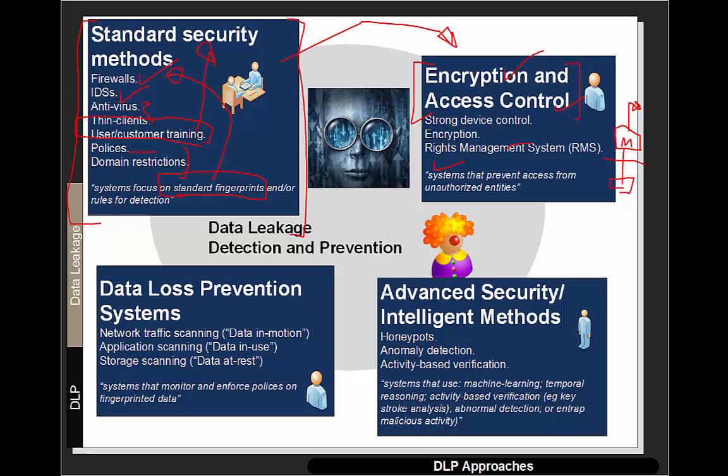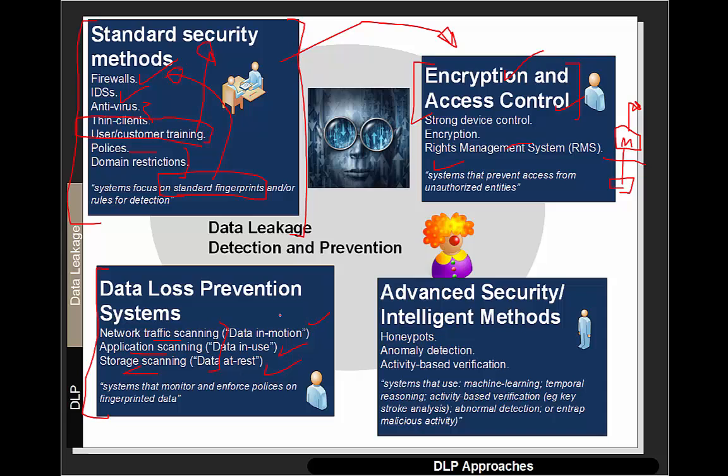And then the data loss prevention systems themselves will generally look at data in motion, that's network traffic. They'll look at data in use, that's application scanning, and then data at rest, and that's scanning the data storage entities. So with these three, we can really build up a picture of the data as it moves across a network and hopefully detect any loss or prevent it.